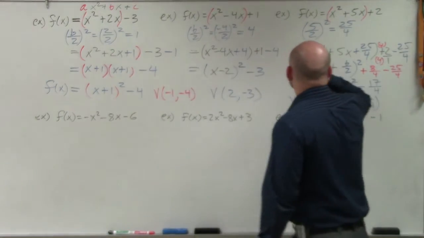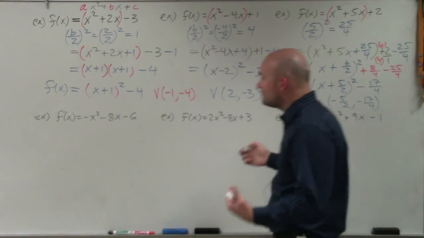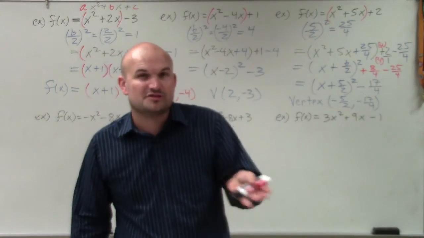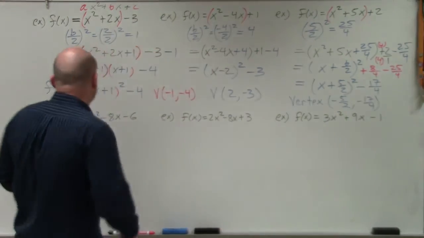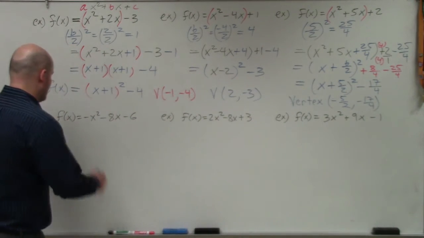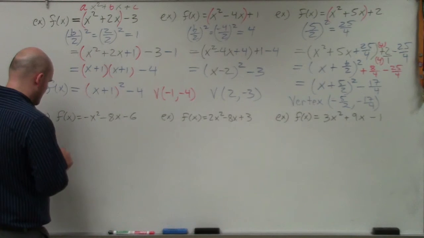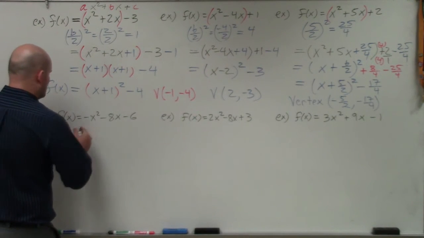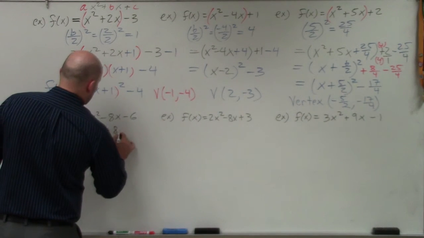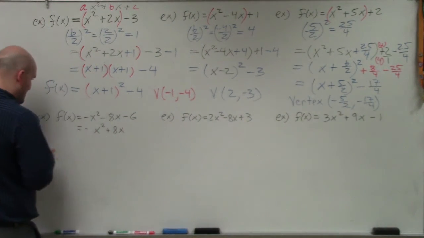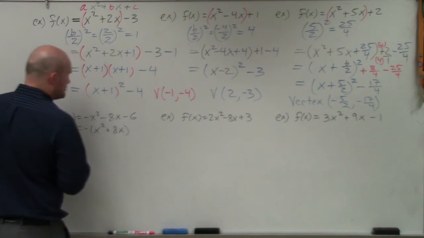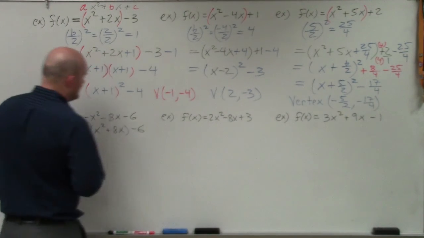Okay. Well, now we have a little bit of an issue. Because remember, when I first started this, I said when you're completing the square, a always has to equal 1. Well, now a equals negative 1. So what I have to do is factor out that negative. That's going to leave me with an x squared plus 8x. However, I am only going to factor the negative out of my first two terms, because those are my only two terms that I'm going to be concerned with at this moment in time.